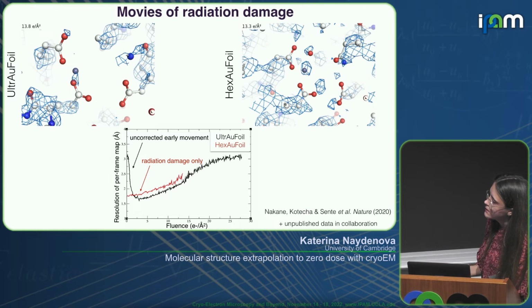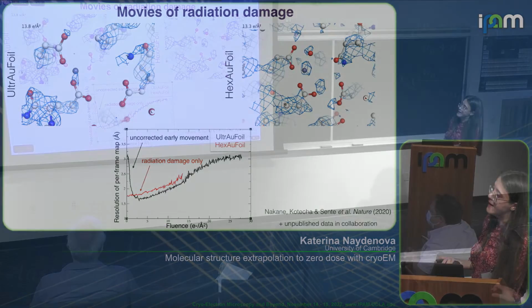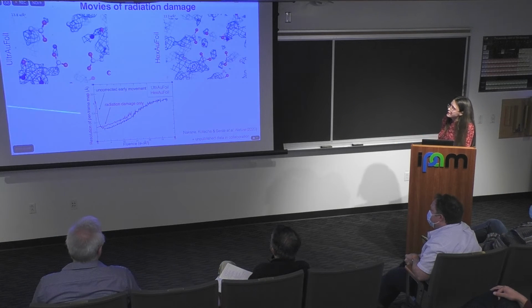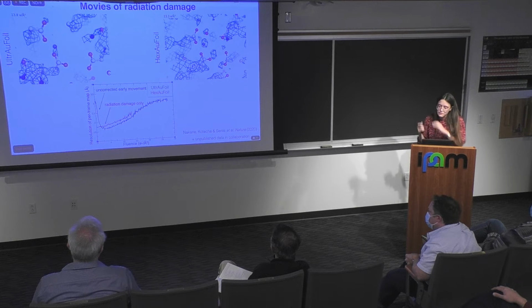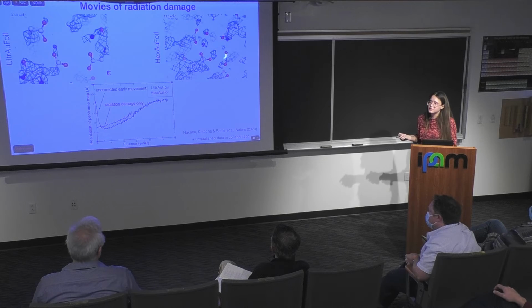movie. So in the case where there is specimen movement that the software could not correct, although it was attempted to, the resolution of the early frames is much worse. Then it kind of improves, and then it continues to deteriorate purely due to radiation damage. And we show that in the Hexafoil specimen support, the resolution is best in the beginning, and then it gradually deteriorates due to radiation damage, and that's it. The only thing that we're seeing in this movie is radiation damage.